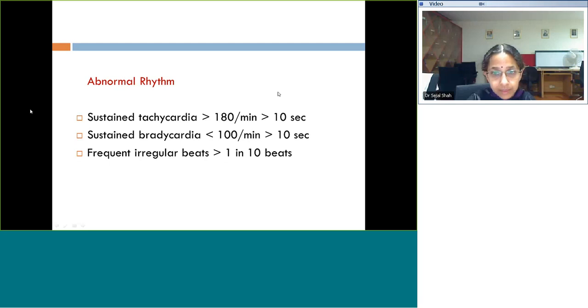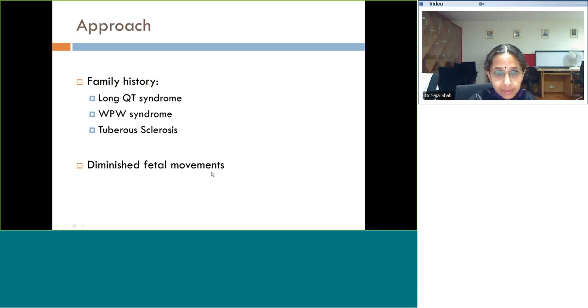This is an important understanding because in practice, we do face transient heart rates which fall down, or transient rates which are on the higher side, which is not abnormal. Anything more than 10 seconds is abnormal. The range between 160 and 180 is a gray zone, which we will see as slides move further. And extra beats, anything more than 1 in 10 beats, is abnormal.